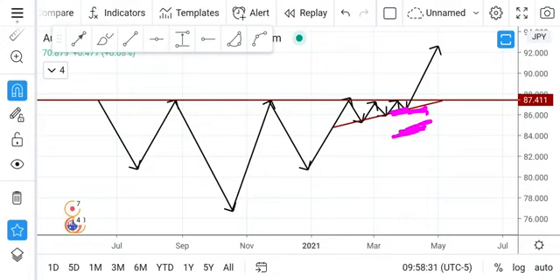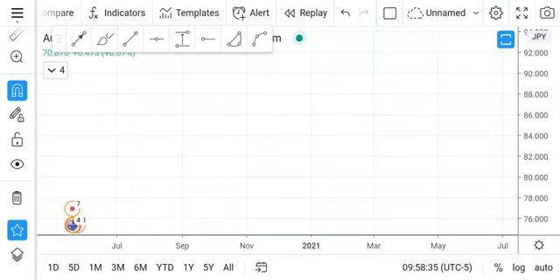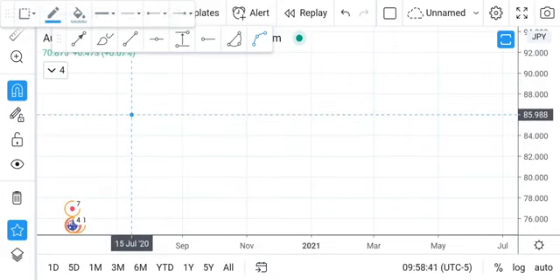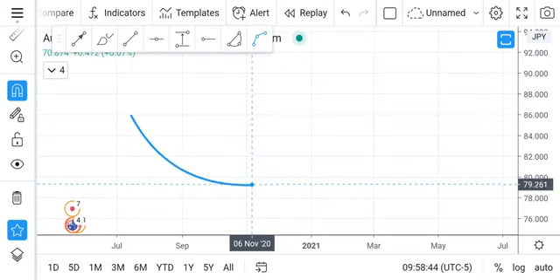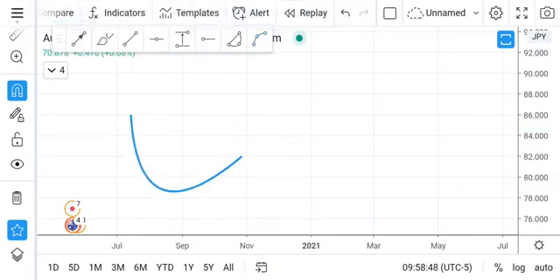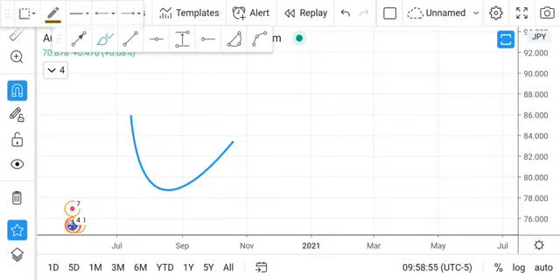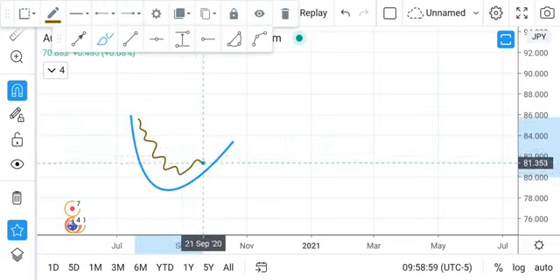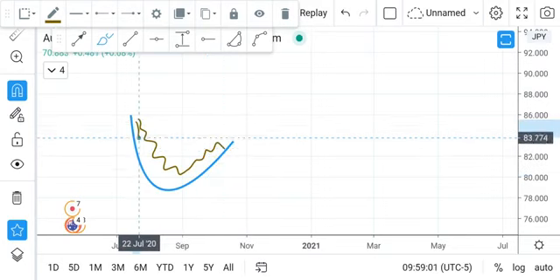So the next chart pattern I'm going to talk about is the cup and handle chart pattern. For the cup and handle chart pattern, you are going to have something like this that looks like a cup. Then price is going to be moving through it like this, like this, like this. So basically price is going to be trading within it.